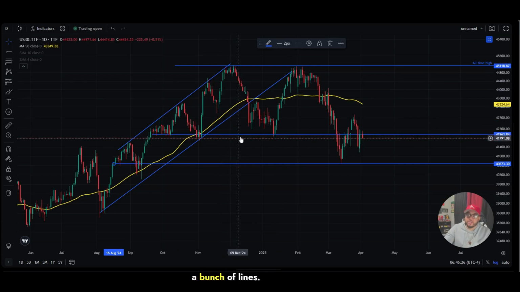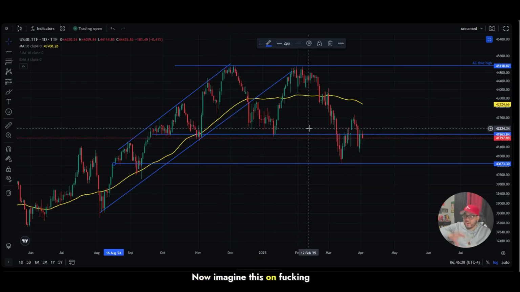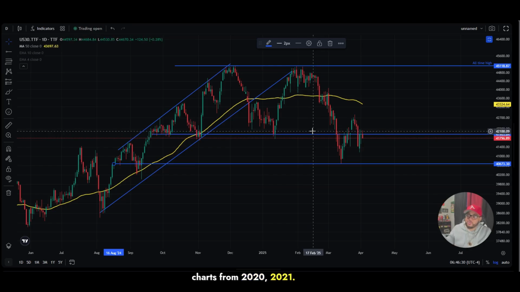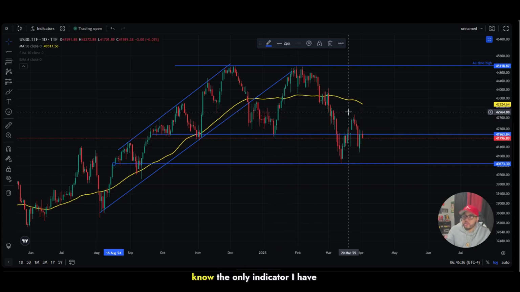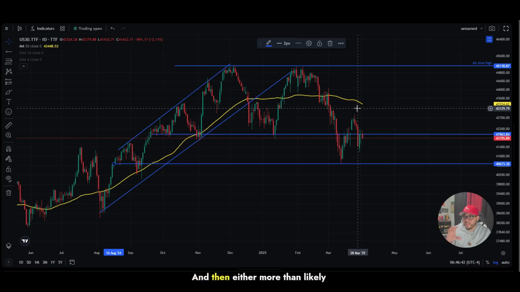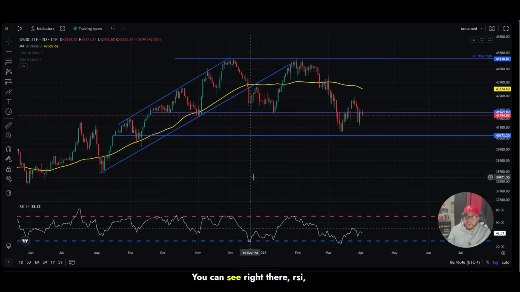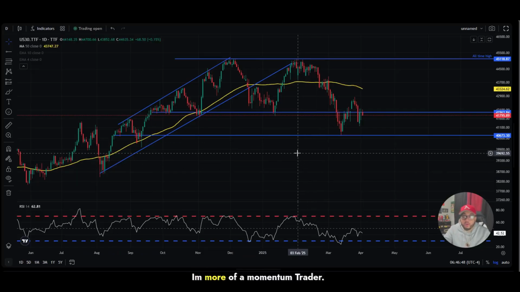So you start to see a bunch of lines. Now imagine this on charts from 2020, 2021. You're gonna see a bunch of lines everywhere, and it does look like indicators, right? But just to let you guys know, the only indicators I have on the charts are the 50 MA moving average, and then more than likely an RSI. You can see right there, RSI, right? I'm more of a momentum trader.